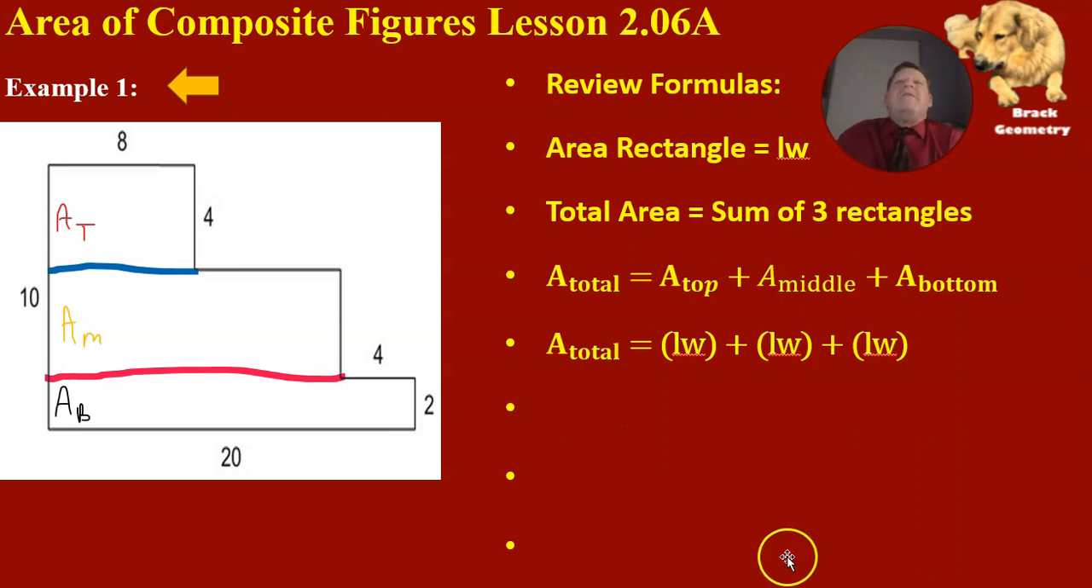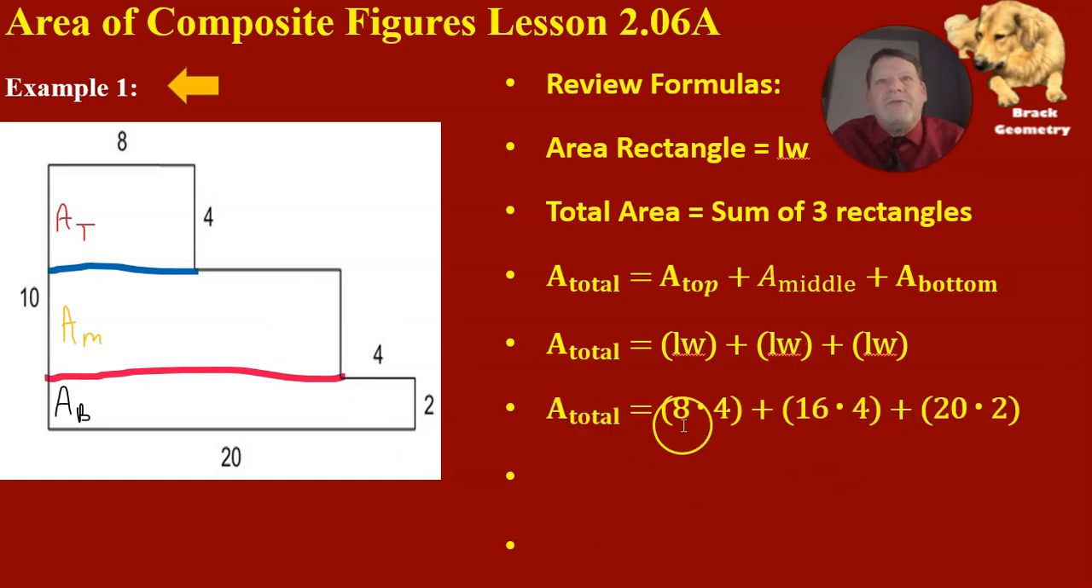So remember, it's going to be the length times the width in the top one, which is going to be 8 times 4. There's my 8 times my 4. My 8 times my 4 will give me the area of the top. The middle is 16 times 4. How did we get 16 for this red length here? Well, it's 20 minus 4. We could just write that here. This is going to be 20 minus 4, which equals 16.